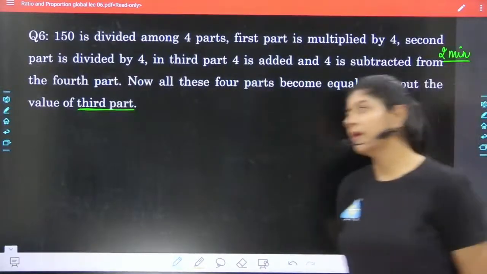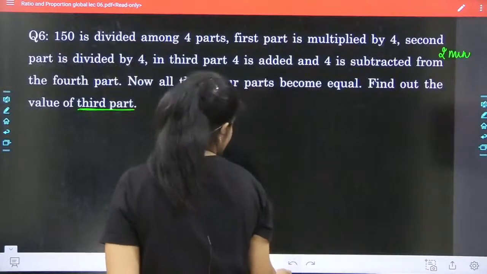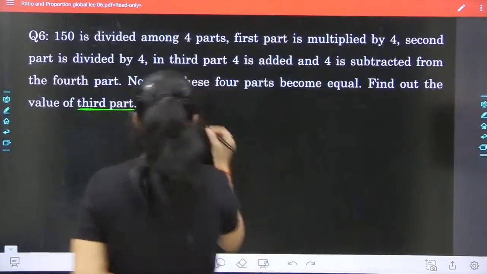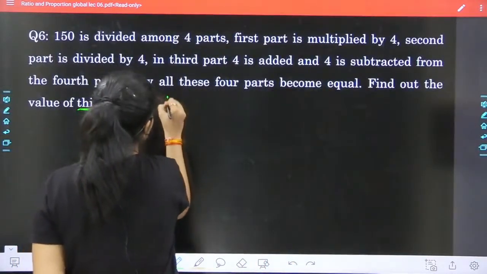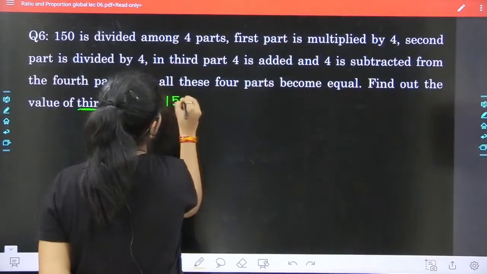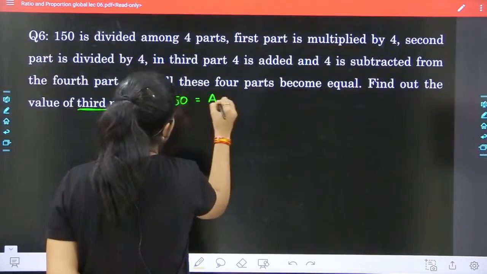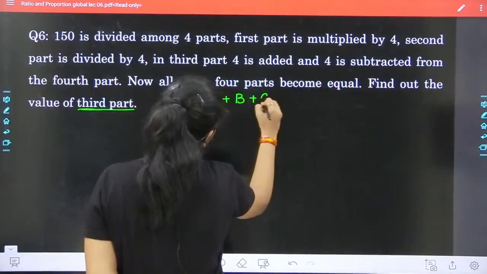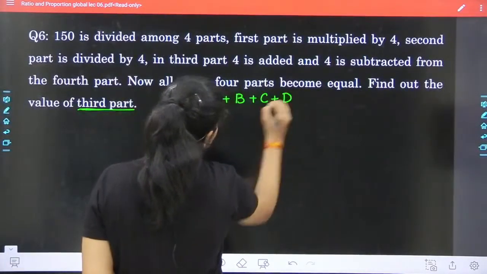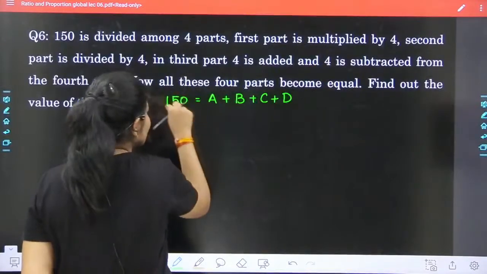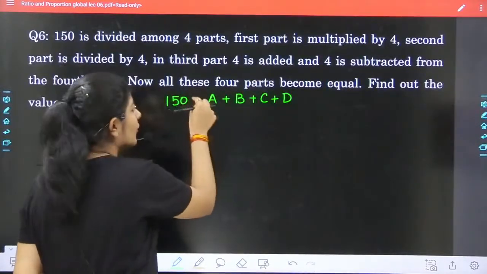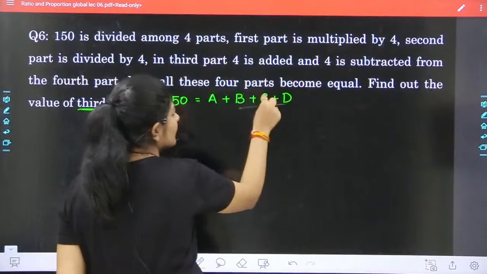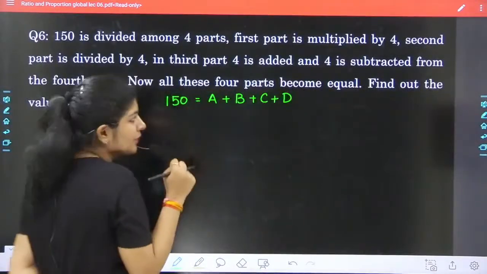Okay, let's discuss this. I just divided this 150 into 4 parts. The first part is A, the second part is B, the third part is C, and the fourth part is D. I simply divided this 150 into 4 parts: first part, second part, third part, fourth part, right?